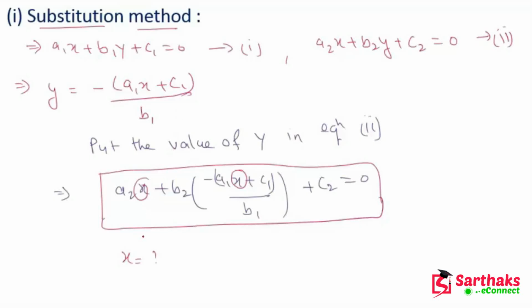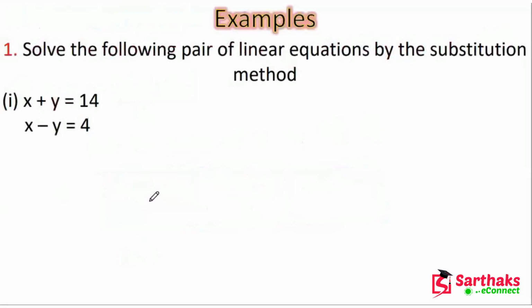So now my dear friends, let's solve some examples. The first question is: solve the following pair of linear equations by the substitution method. The first equation is x plus y is equal to 14, and the second is x minus y is equal to 4. This is our first equation and this is our second equation.